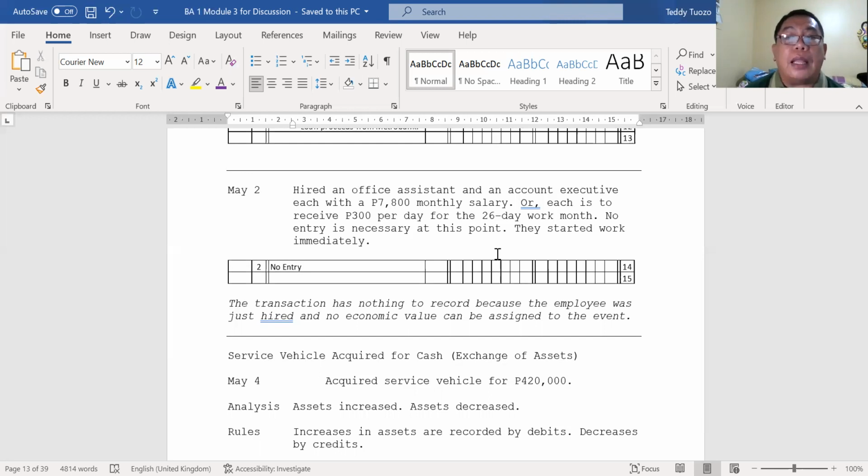But when you pay their salaries at the end of the quincena or on a monthly basis, then there should now be a financial transaction to be recorded, because you have to debit, of course, the expense applicable to their salaries, and the credit to cash because you pay them in cash.